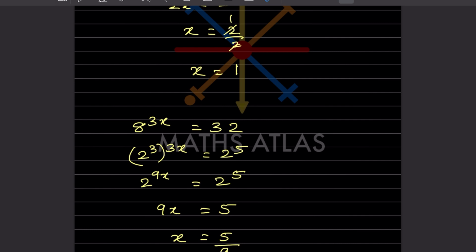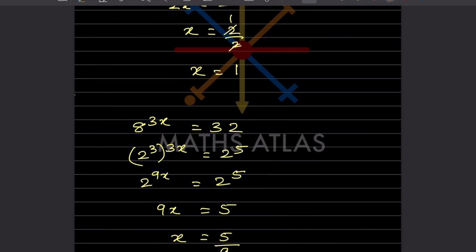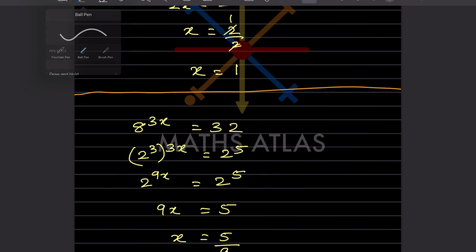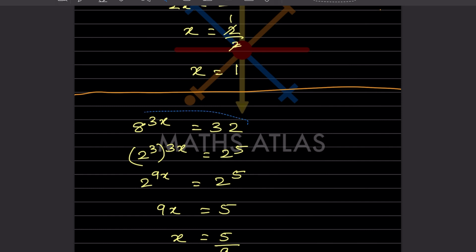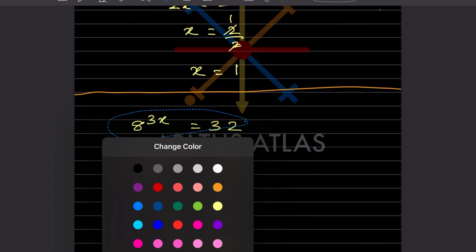Now look at the next one. We'll just put a line over here. This is the next problem. So this is the question given. So now look here, 8 raised to 3x is 32. Now I'll just change the color of it so that we get the same color.